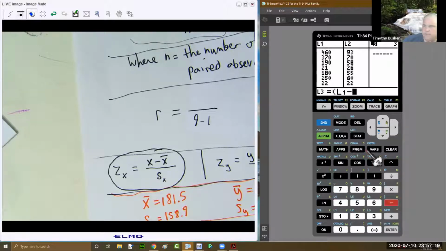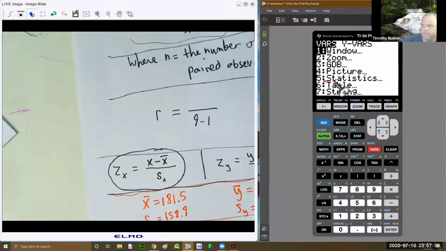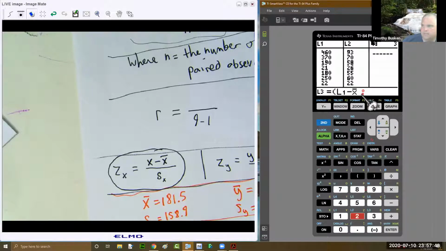And the way to do that is you can either plug in the 181.5, but I'm not going to do that because it doesn't give you the precise value for x bar that was stored in the calculator. If I want to recall that value, then I'm going to press the vars button, 5 for the statistics variables. And you can see, you can call on all these list of variables. X bar is number 2, and I press 2 here. Notice how it pastes X bar in right here. I'm going to close parentheses. So that gives me my numerator, X minus X bar.